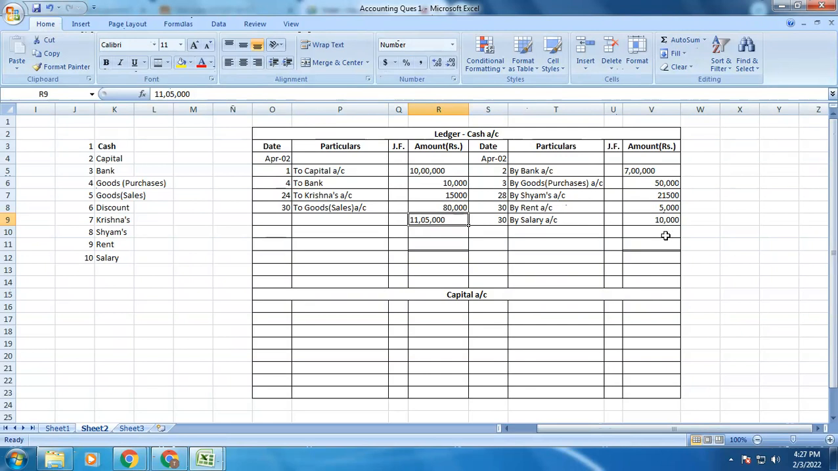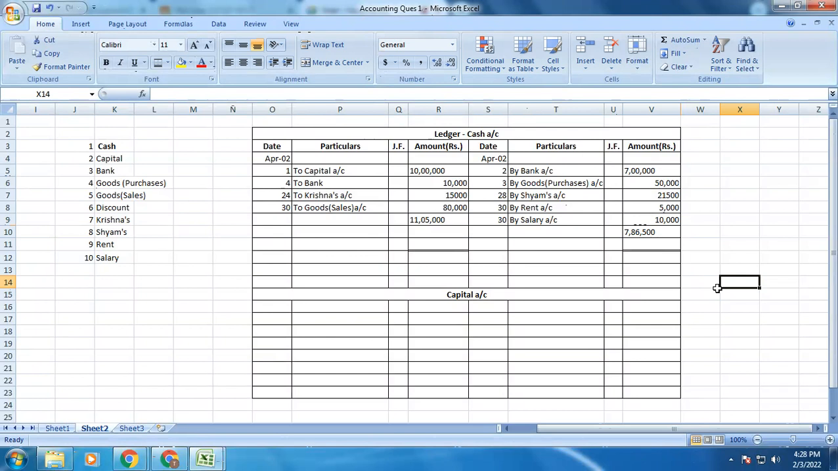Now on the right hand side, we'll do the same. 7 lakh 50,000, 7 lakh 71,500, 7 lakh 76,500, and 7 lakh 86,500. These are the values on the left and the right hand side.